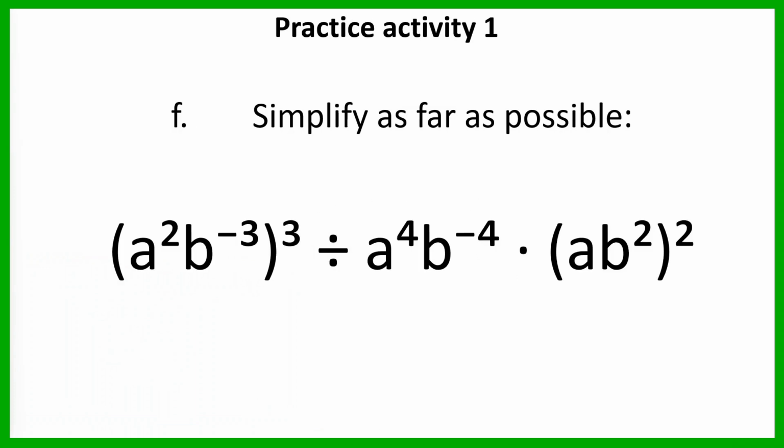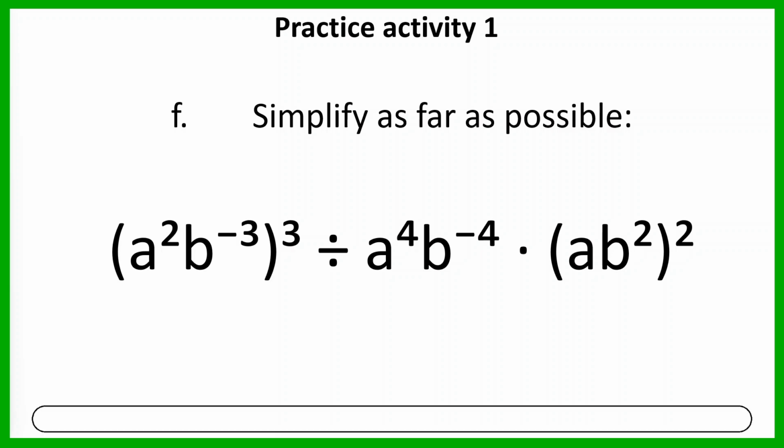In question F, you've got in brackets a squared b to the power of negative 3, and that is all cubed. Then you're dividing that by a to the power of 4, b to the power of negative 4, and then multiplying by, in brackets, ab squared, all squared. Okay, so I'm going to give you 2 minutes to do this question.